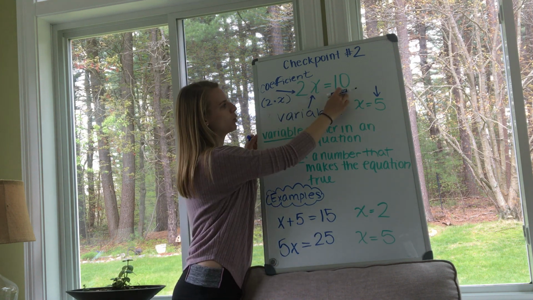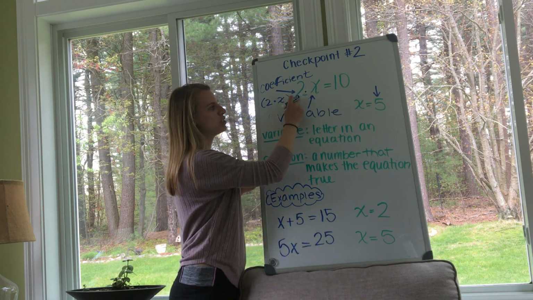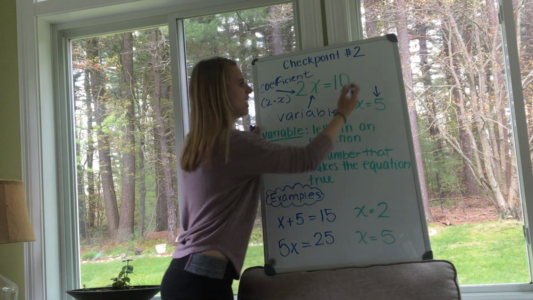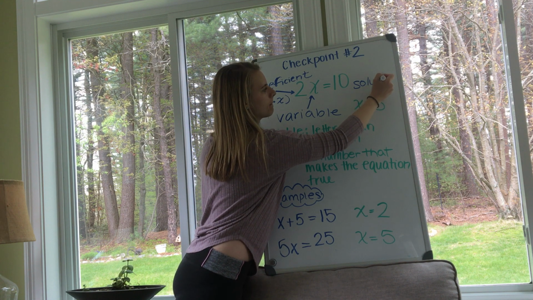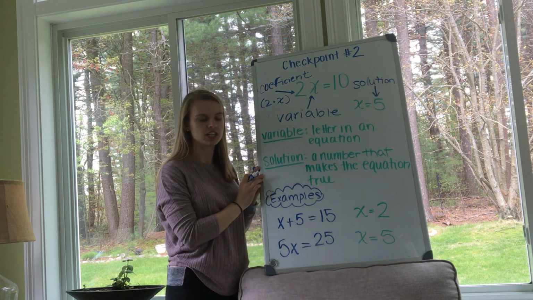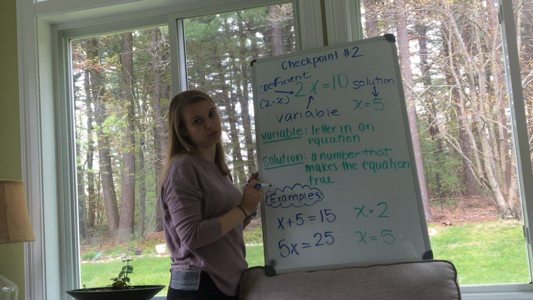And then if we look at this equation, we know that x equals 5 because 2 times 5 equals 10. So right here, x equals 5 is our solution. And we can look here for our definition. Solution is a number that makes the equation true.